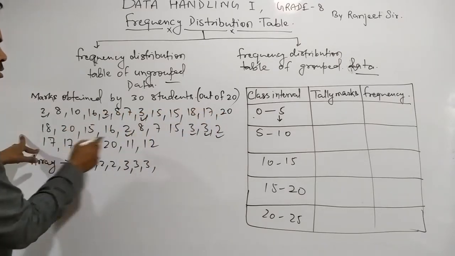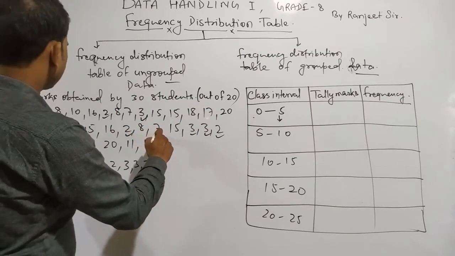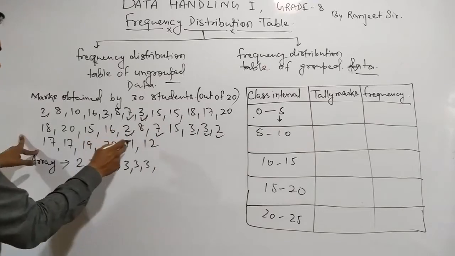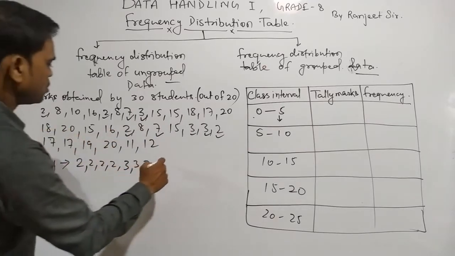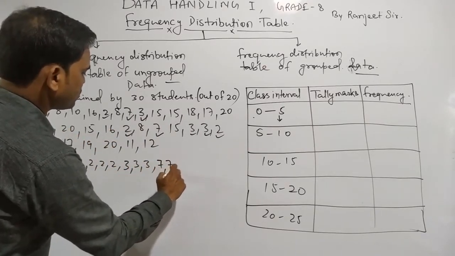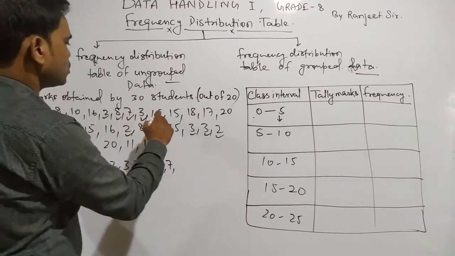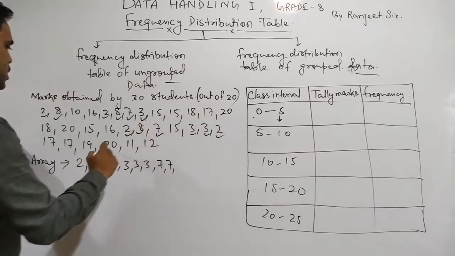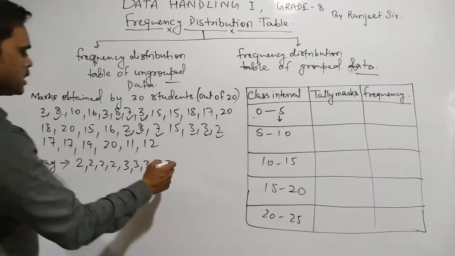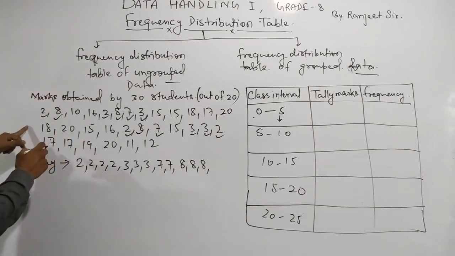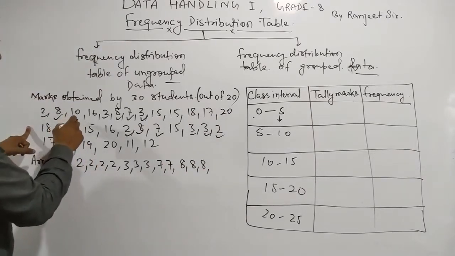7 is also, yeah, 7 is here. So 1 time 7, 2 times. Any more 7 is there? No. So we'll write 7 2 times. Then 8 is 1, 2, 3 times 8. So we'll write it. Then 9, we'll check for 9 also. I don't think 9 is there.